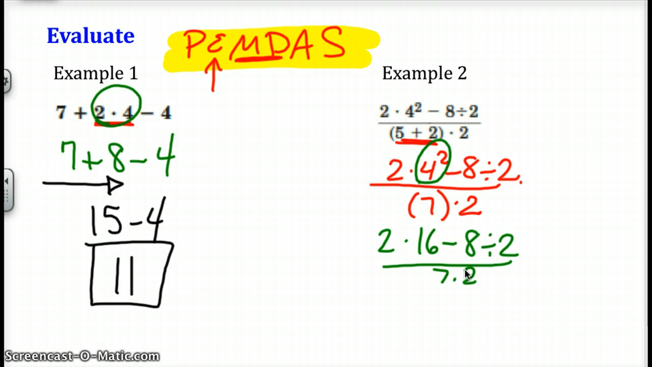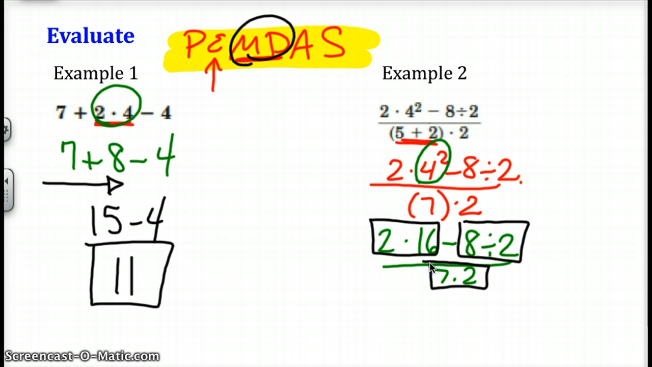All right, now I'm on to multiplying and dividing. There's multiplying, dividing, excuse me, and there's multiplying. So I have my 2 times 16, 32, minus 8 divided by 2 is 4. 7 times 2 is 14. I'm running out of room. You guys should keep working down. If you've run out of room, then go up to the side.